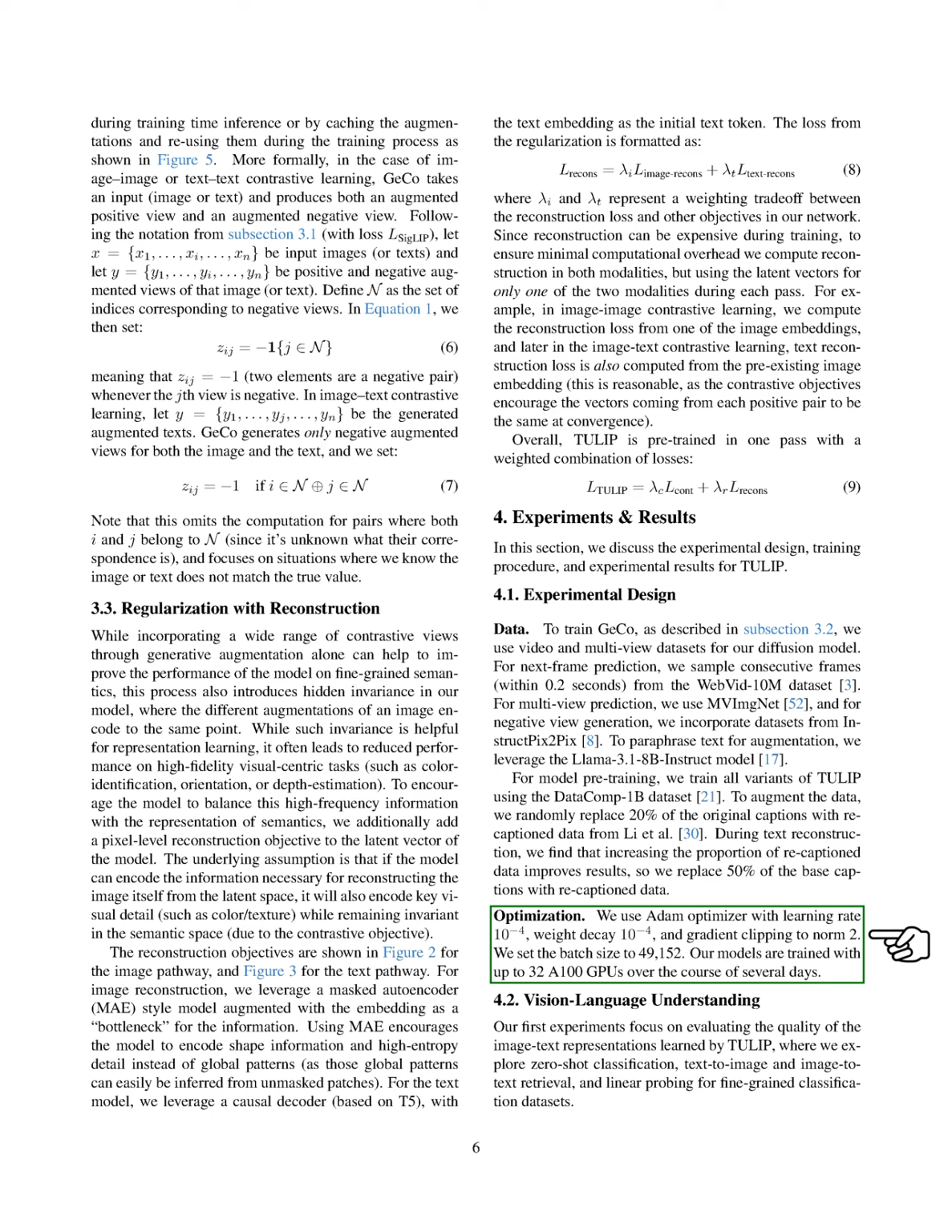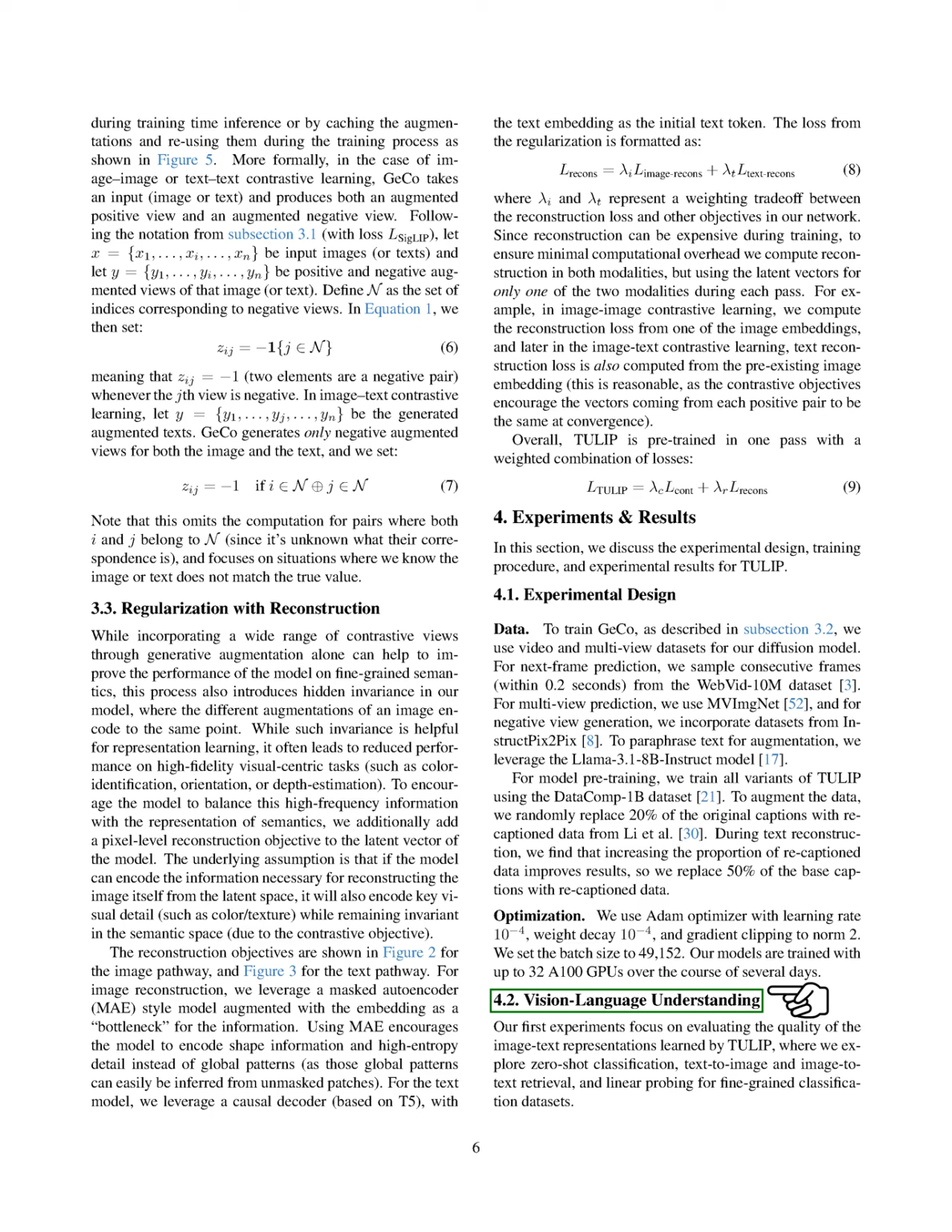Our initial experiments assess the quality of the image text representations learned by TULIP. We explore zero-shot classification, text-to-image and image-to-text retrieval, and linear probing for fine-grained classification datasets. To evaluate TULIP's compositional reasoning abilities, we conduct further tests on the Winoground dataset. The results clearly show that TULIP excels in visual reasoning compared to existing vision and language models.